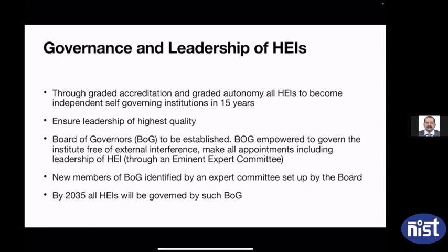And the new members of the board of governors who will come will again be identified by an expert committee set up by the board. And by 2035, it is envisaged, all HEIs will be governed by such BOGs. And if implemented, this really will give a lot of freedom and autonomy to the institutes, if it is put in the right spirit.